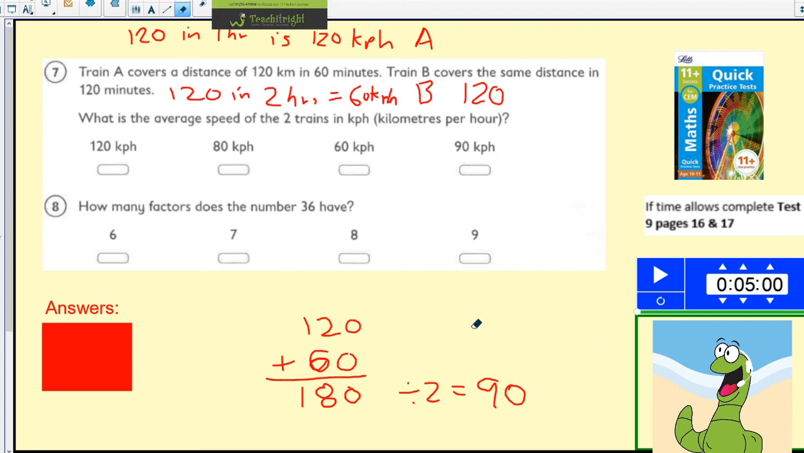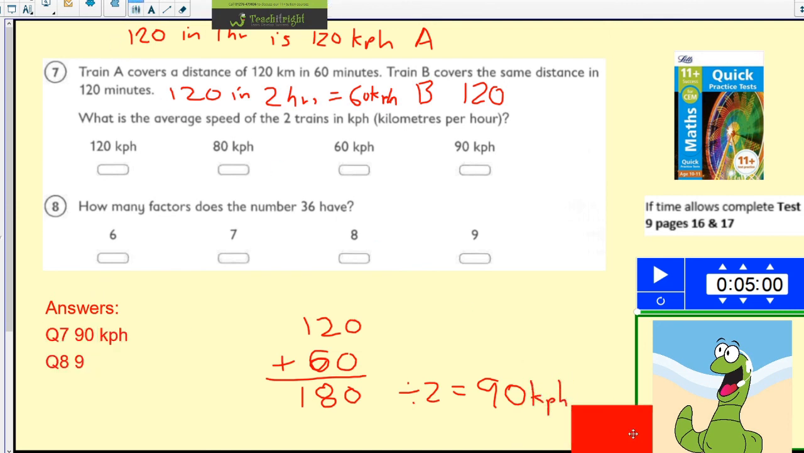Kilometers per hour. Let's try that again. Kilometers per hour. Hey, 90 kilometers per hour.